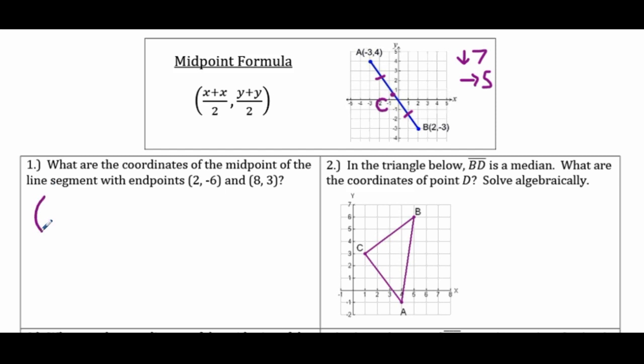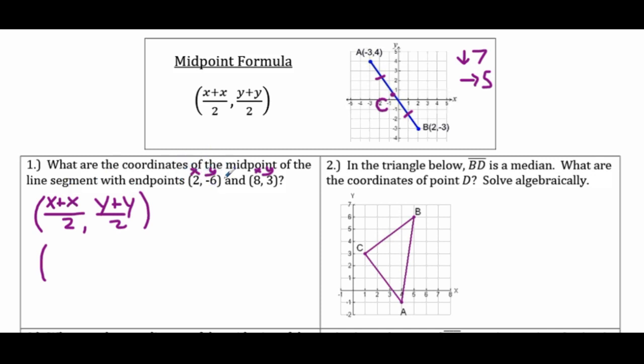All right, number 1. What are the coordinates of the midpoint of this line segment with endpoints (2, -6) and (8, 3)? Now, before I plug it into the formula, what I like to do first is go over the points and label x, y, x, y. Sometimes people mess up the x's and y's, so if you label them right away, you're less likely to mess it up.